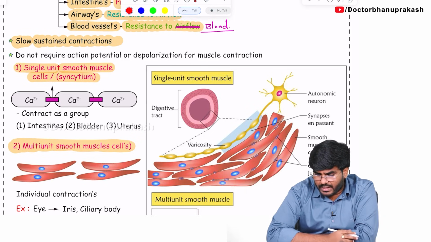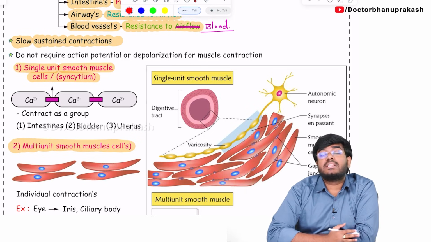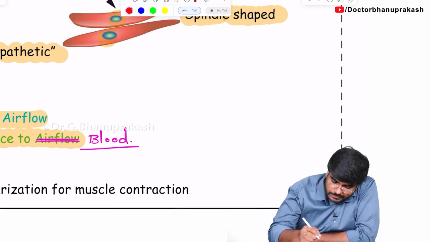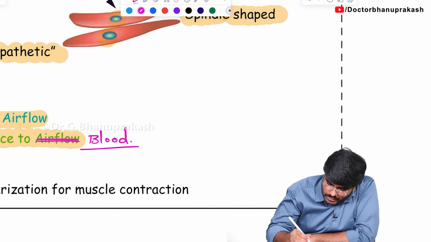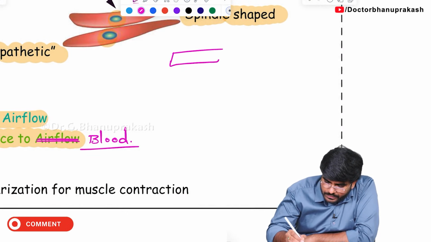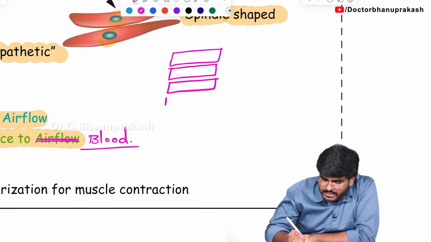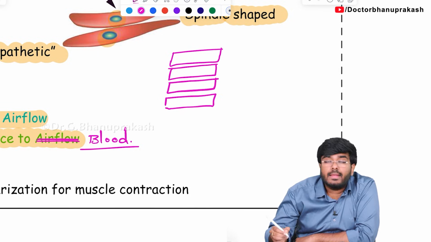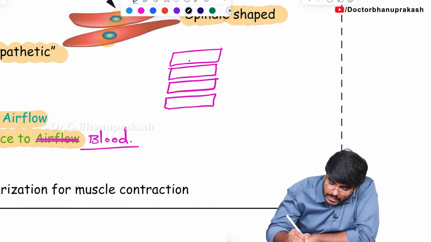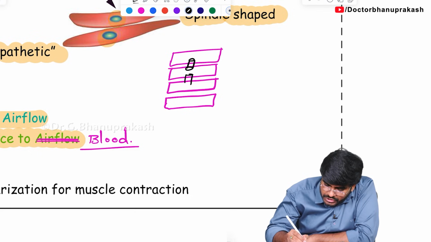For example, let's say 10 smooth muscles are there. Let me draw it here. Let's draw 10 smooth muscles. Actually, smooth muscles are spindle shaped, but I am not showing them as spindle shaped, just for easy understanding. Imagine these are all the smooth muscles. These smooth muscles are connected with each other with the help of these gap junctions. These are the gap junctions, guys.